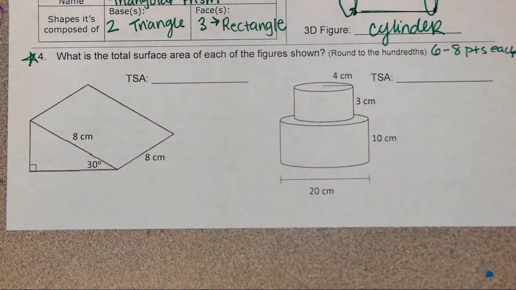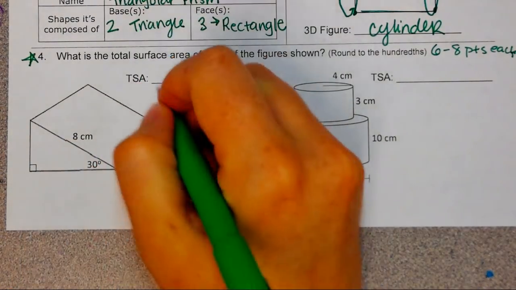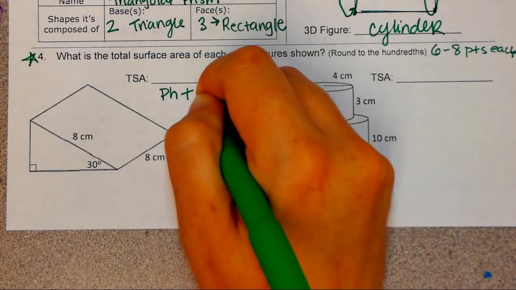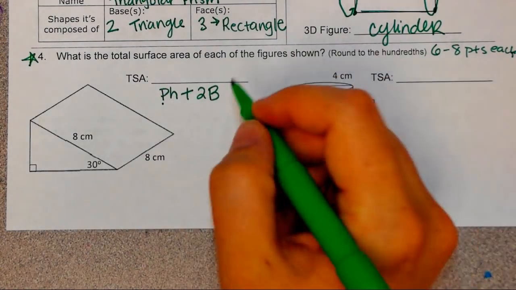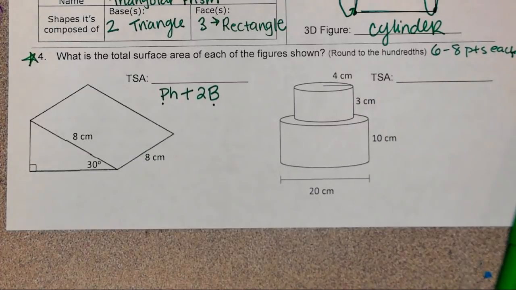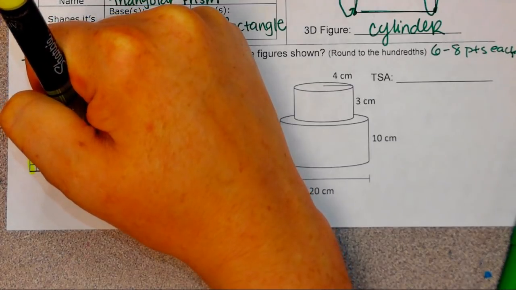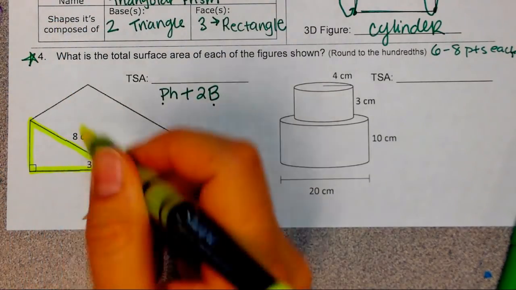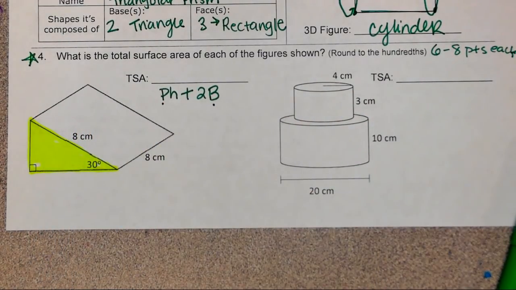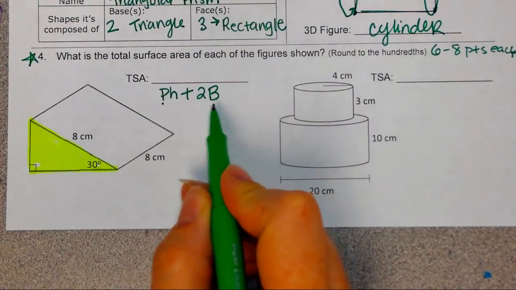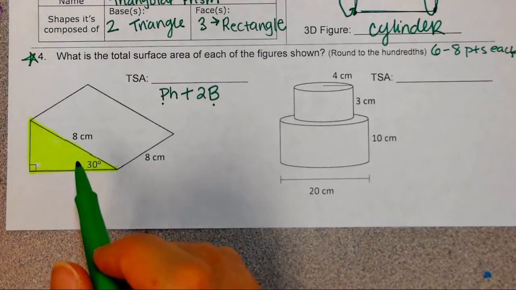Okay, so first, I want to get the total surface area. This shape is a prism, and the surface area for prisms is Ph plus 2B. P stands for perimeter of the base. B stands for area of the base. Your base is this triangle right here. Okay? So if we're going to get the perimeter and area for this triangle, we need to know what these other two measurements are. We're going to use SOHCAHTOA to do that.